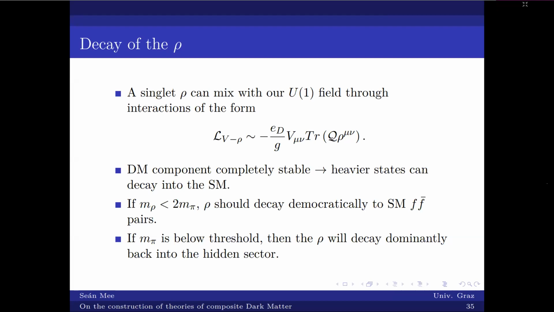So if, and this is a big if, M rho, the mass of the rho, satisfies this condition, that it's less than twice the mass of the prime, then the rho should decay democratically to standard model fermions. If this isn't the case, then the rho is going to decay dominantly back into the hidden sector, which is fine, you know, there are still other signals we can look for.